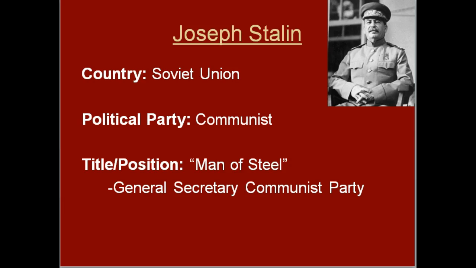So Mr. Stalin is from the Soviet Union. He is of the Communist Party. Remember that within the Soviet Union, formerly Russia, there is only the Communist Party now. His title is, of course, the General Secretary of the Communist Party. And he is also known as the Man of Steel. Stalin is a name based off of the word for steel in Russian.